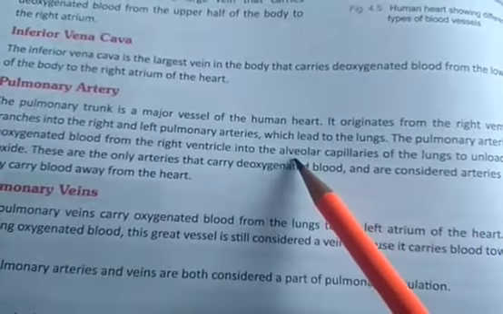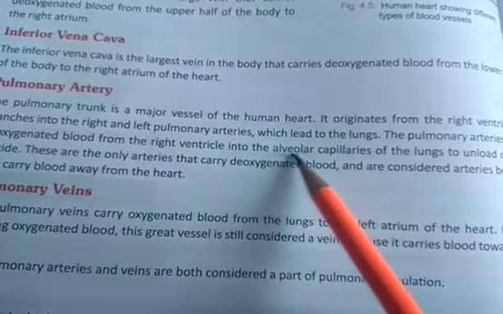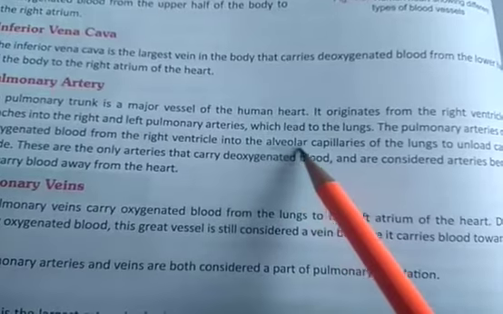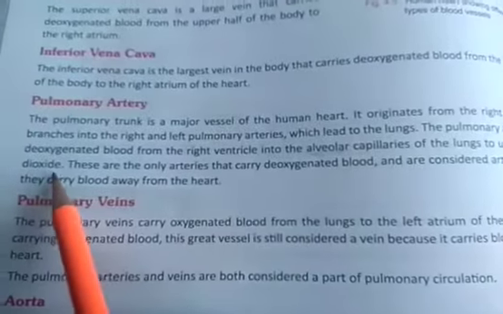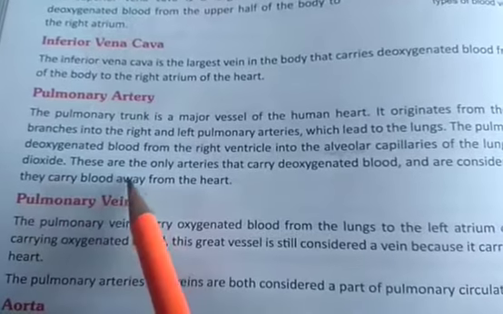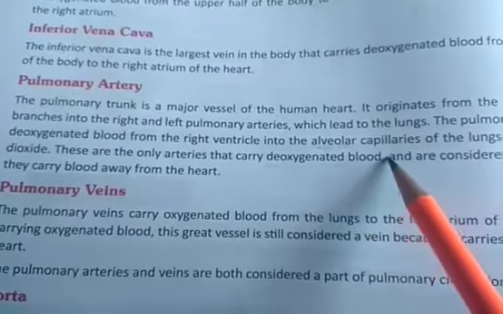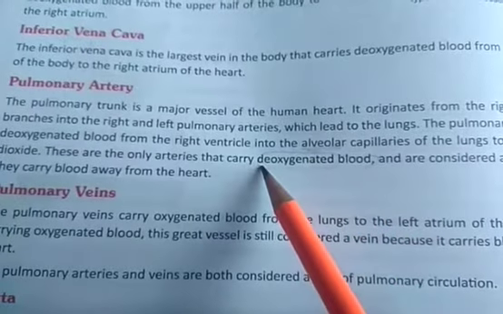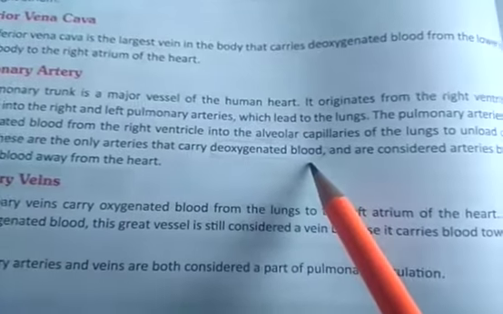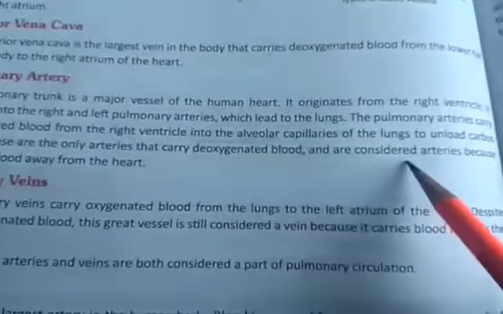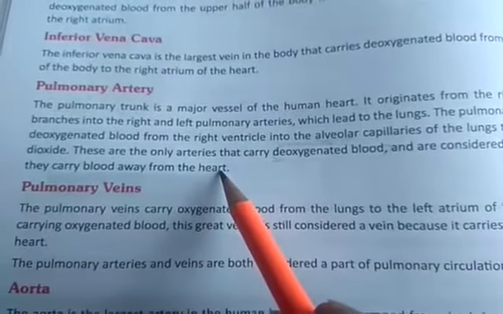You know the alveolar capillaries? They are the capillaries which supply blood to the alveoli, in the lungs, to unload carbon dioxide. These are the only arteries that carry deoxygenated blood. You know, arteries always carry oxygenated blood, but the pulmonary artery carries deoxygenated blood. They are considered arteries because they carry blood away from the heart.